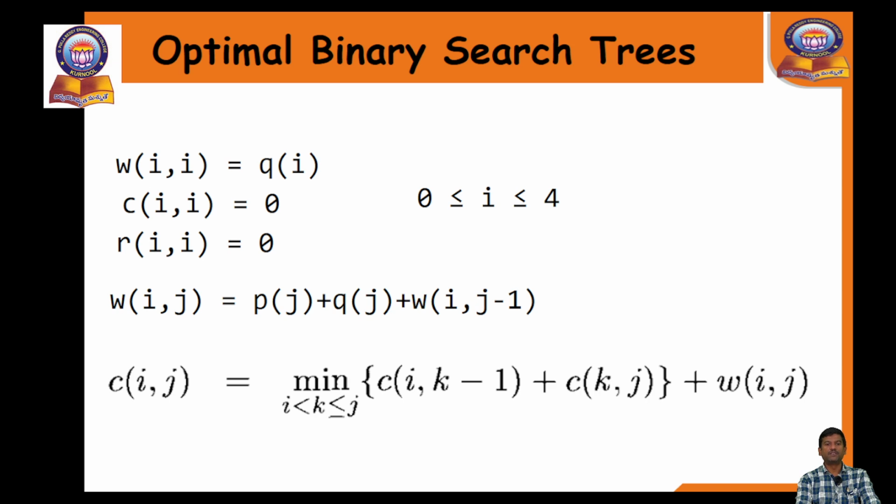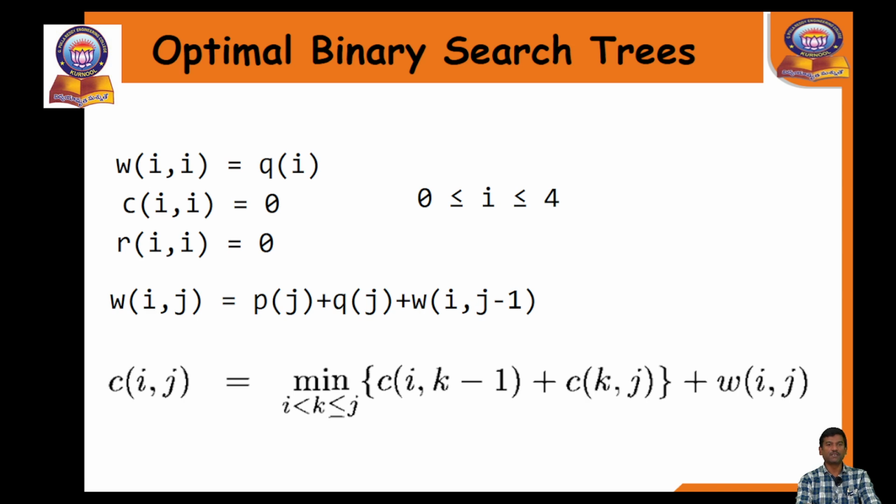And similarly, when you need to find C of I comma J, where I is not equal to J, then in such cases it is given by C of I comma K minus 1 plus C of K comma J plus W of I comma J. And when the value of I is not equal to J, in finding the weights, W of I comma J is given as P of J plus Q of J plus W of I comma J minus 1.